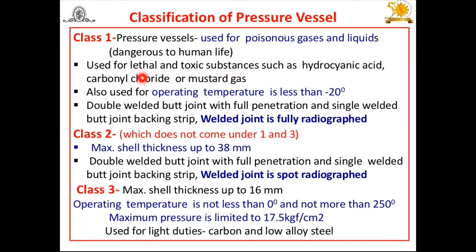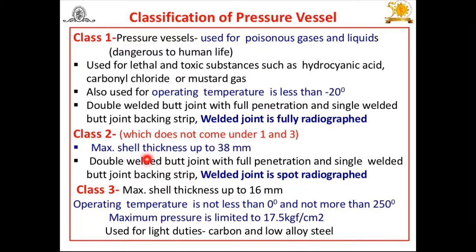Again, during fabrication or welding, double welded butt joints with full penetration and single welded butt joints with backing strips are used while fabricating this pressure vessel. And this welded joint is fully radiographed. Fully radiographed means checking for leakage and avoiding accidents, because it is used for poisonous gases and liquids. That's why the welded joint is fully radiographed in class 1. This is the classification of pressure vessel class 1.